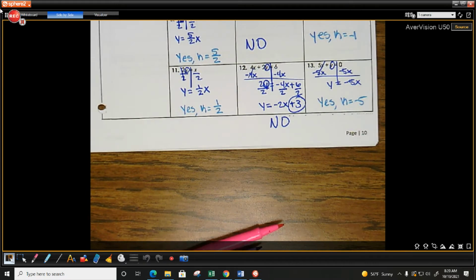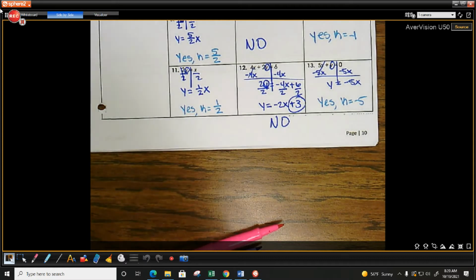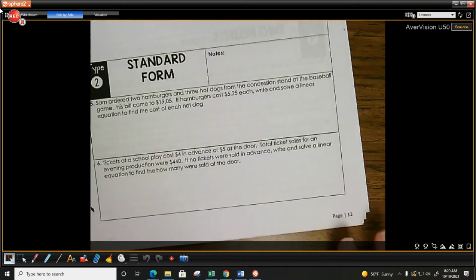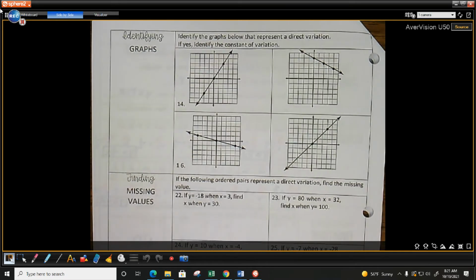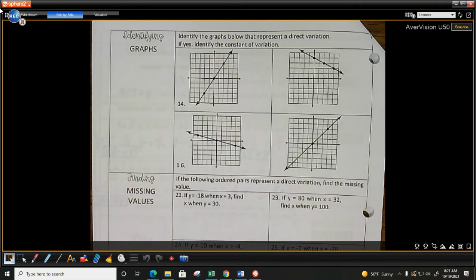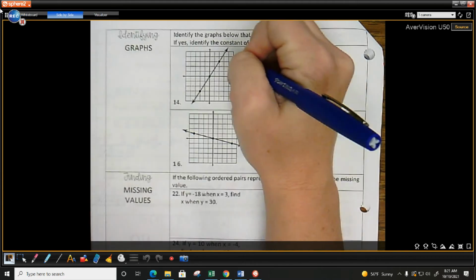Okay, now we're going to go to some direct variation from graphs. In order to say yes from a graph, it must go through the origin. So that's what I'm going to start with. Does number 14 go through the origin? Yes, so is this an example of direct variation? Yes.